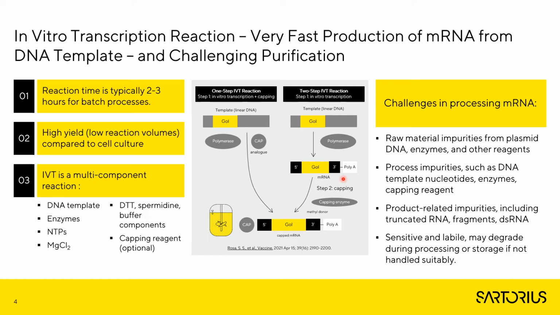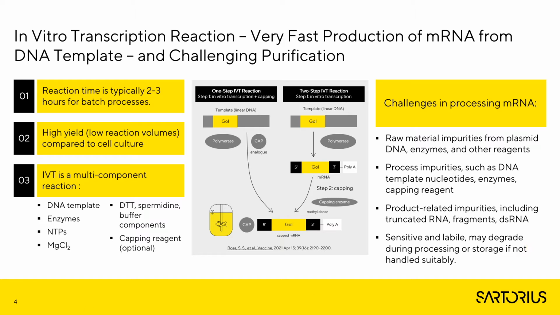Now, all of these raw materials and reagents used in an IVT reaction also bring contaminants along from their own production processes. So when we think about purification of mRNA, we need to think about not just the RNA product itself, but also the raw material contaminants introduced into the IVT reaction from the different reagents, so the DNA templates, the nucleotides, the enzymes, they need to be separated and removed from our RNA product. And then we need to look at product-related impurities, which consist of truncated RNAs, fragments, double-stranded RNA, which chemically speaking are the most similar to our RNA product, and also some of the more challenging to remove in many cases.